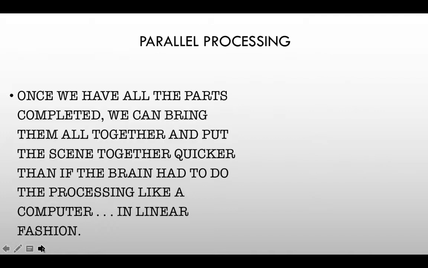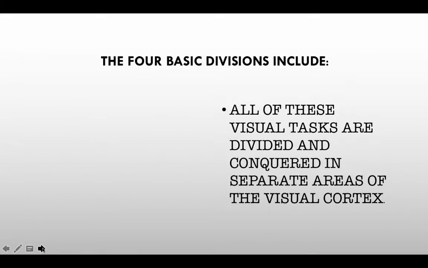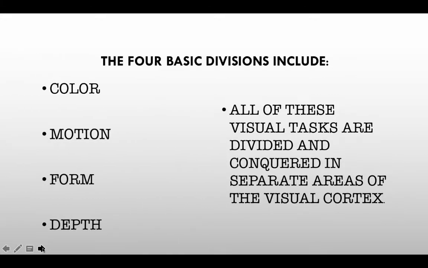We don't do it like a computer does, which is linear, because if you lose one aspect, you lose it all. When your computer freezes, not very pleasant. But in visual processing, if we lose one part of our visual processing, we might still be able to function, and we just lose one part of visual processing. So all these tasks are broken down into simpler processes.